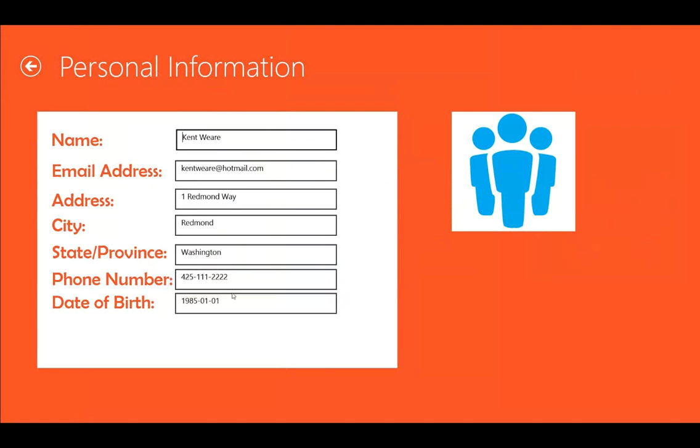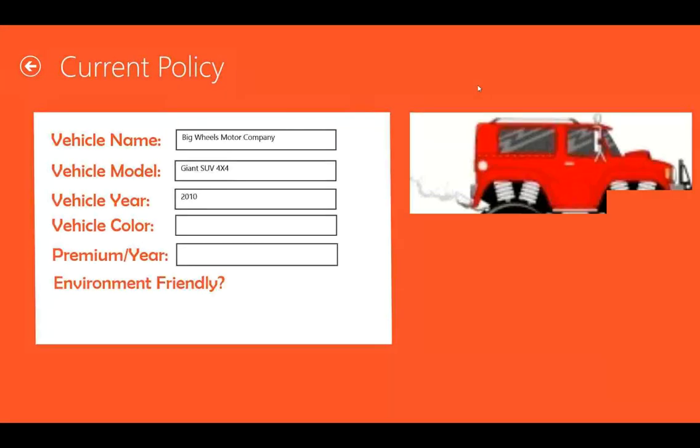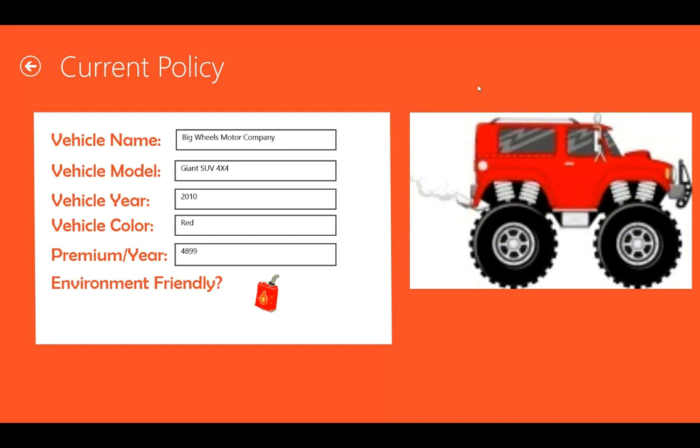This is all obviously fictitious, but there's a few important data elements here. The state and the date of birth, because these would be considered rating factors that we'd want to pass into our rules engine to help establish a quote. If we take a look at my current policy, you can see I'm driving this big gas guzzling SUV. And when I initially built this demo, oil was at $90 a barrel. Now it's at about 48.